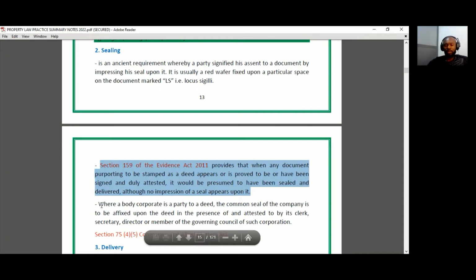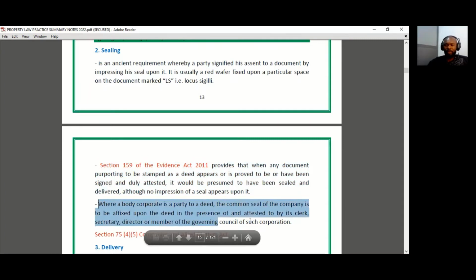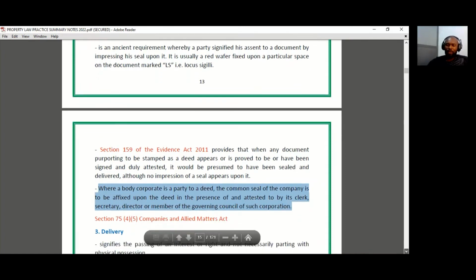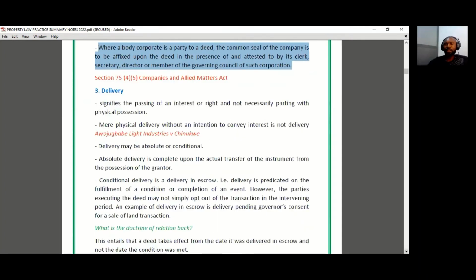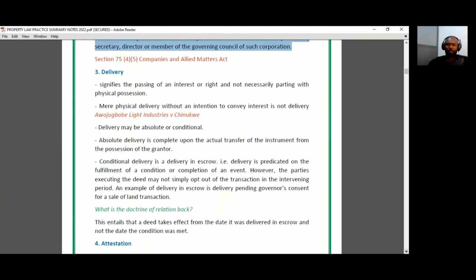When companies are executing a deed, they would usually affix to the deed their company seal, and it will be witnessed by a director and secretary of the company, or by two directors of that company. Now, the next feature of a deed is delivery. And when we talk about delivery, this does not signify physical delivery. It doesn't mean that a person is in possession of the deed for it to be delivered. Delivery signifies a passing of an interest. So at the point at which one party conveys his legal interest to the other party, delivery has taken place.